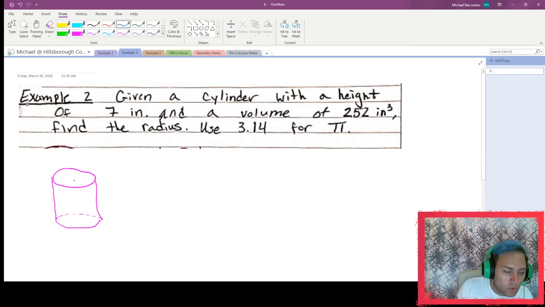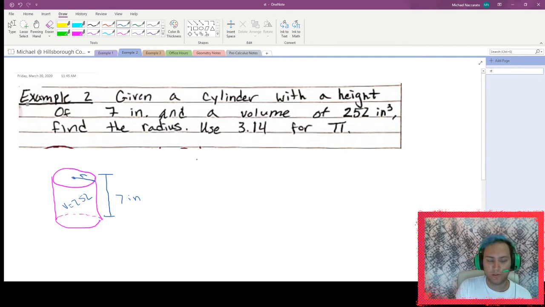Okay, so ultimately they told me it has a height of 7 inches. So I know that this is 7 inches. And I know that what I'm looking for here is the radius, right? I want to know what the radius is. That's important to find. And I know the overall volume is equal to 252.